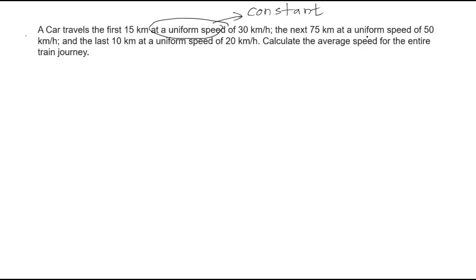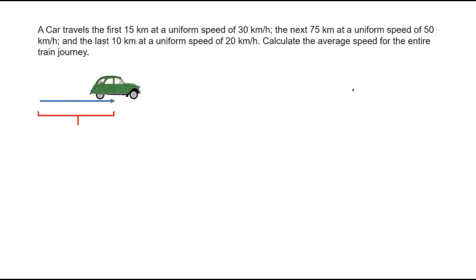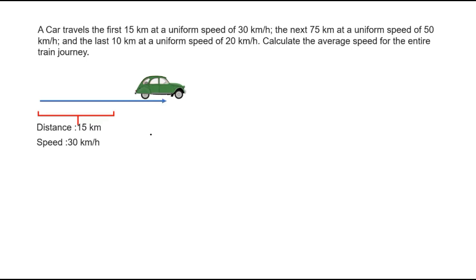Next 75 km at the uniform speed, again the constant speed, of 50 km per hour and the last 10 km in the uniform speed of 20 km per hour. So calculate the average speed of the entire train journey. So let us try to visualize this. A car travels first 15 kilometers, right? So this is the first 15 kilometers. He has covered the distance of 15 kilometers and how much his speed is? 30 km per hour.